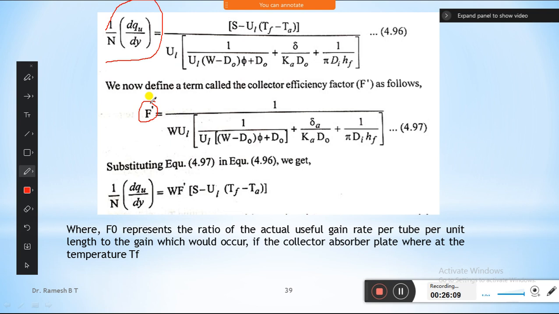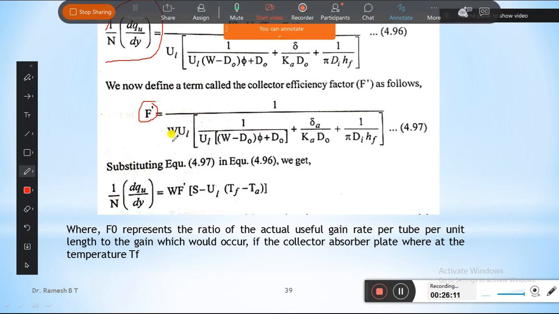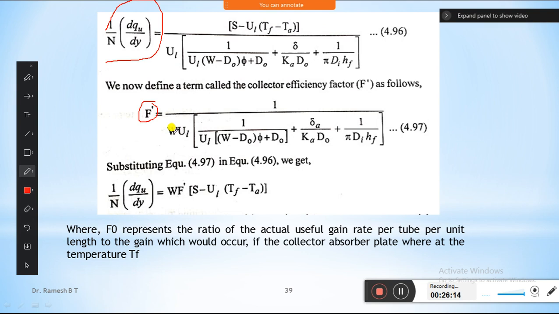This collector efficiency F0 is given by 1 divided by W UL, where we already know what W is, what UL is, and what d0, phi, delta, Ka and Di hf are. We already know what these terms mean. So F0 is given by (1 divided by W UL) divided by [1 divided by UL(W minus d0)phi plus d0, plus delta divided by Ka d0, plus 1 divided by phi Di hf].